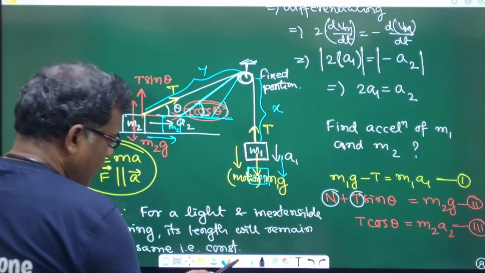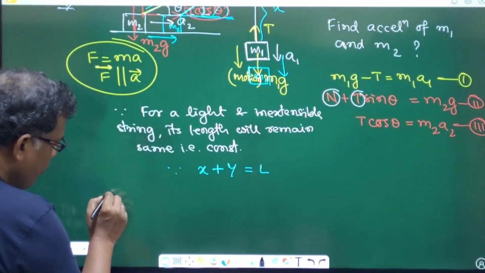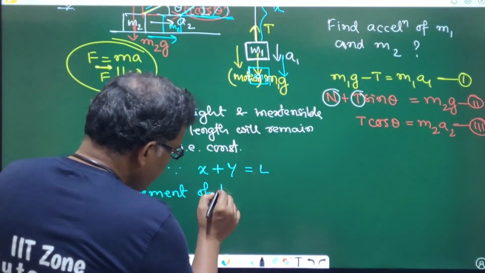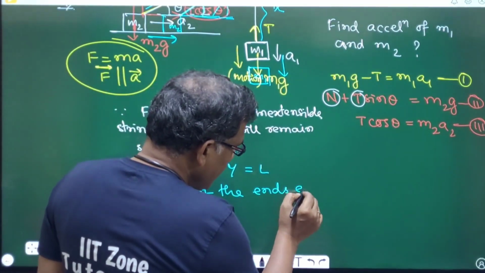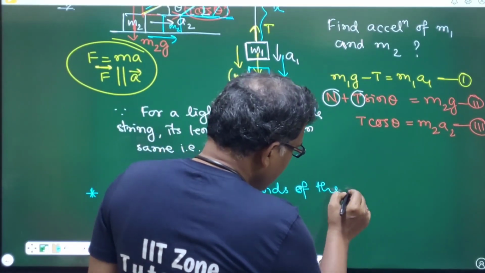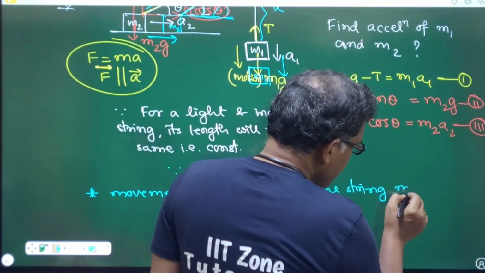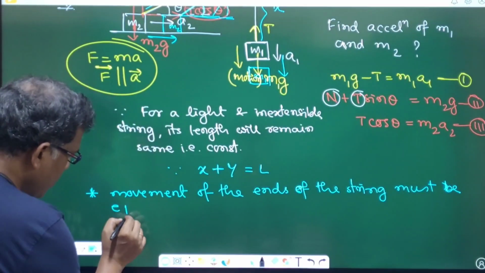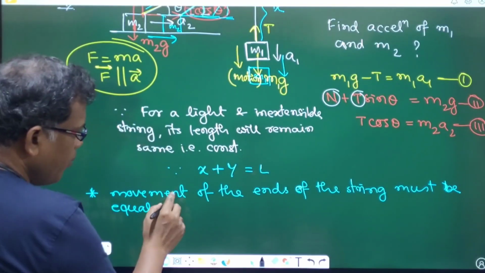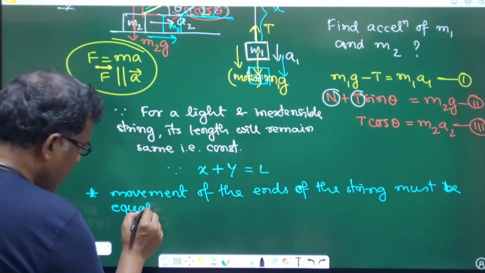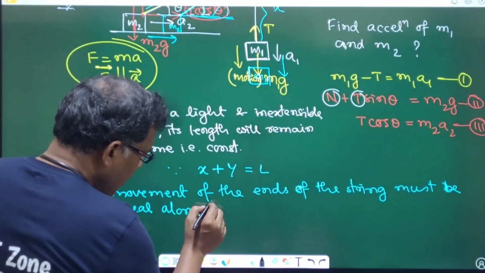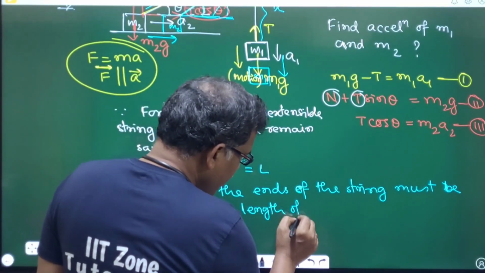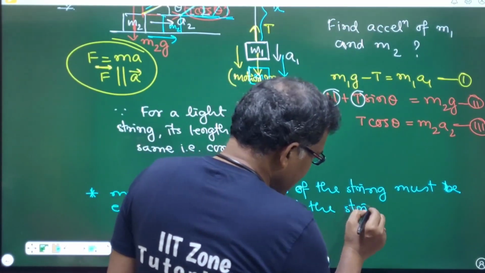So you always need to keep one point in your mind: movements of the ends of the string must be equal. Movement of the ends of the string must be equal along the length of the string at respective ends.